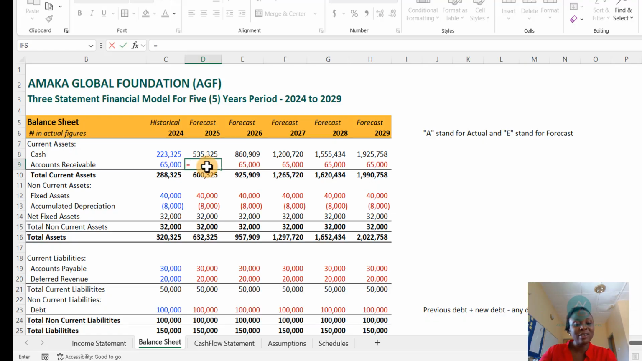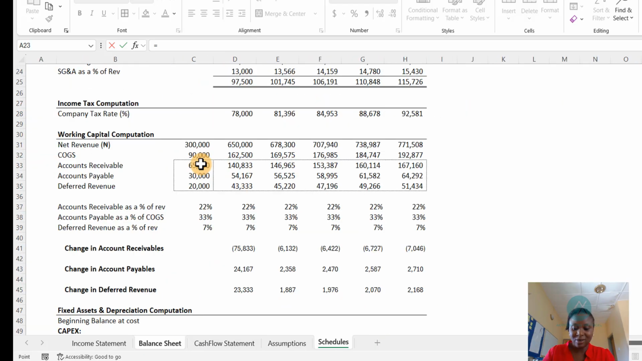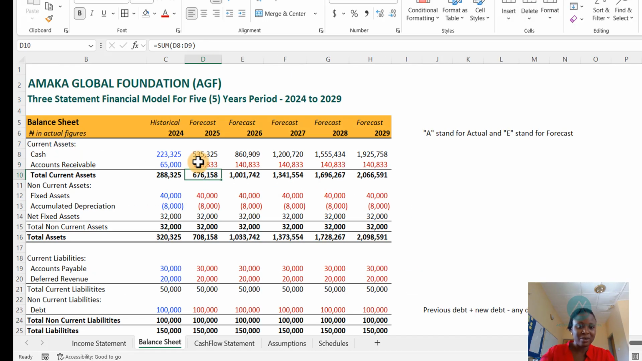Click here. So remind you, I say this is temporary. Now we have computed our account receivable. So you just put your equal sign to go back to your schedule. So you go down to your schedule. This is it. So you pick, mine is 2025, which is column D, right? So you see, this is our account receivable.